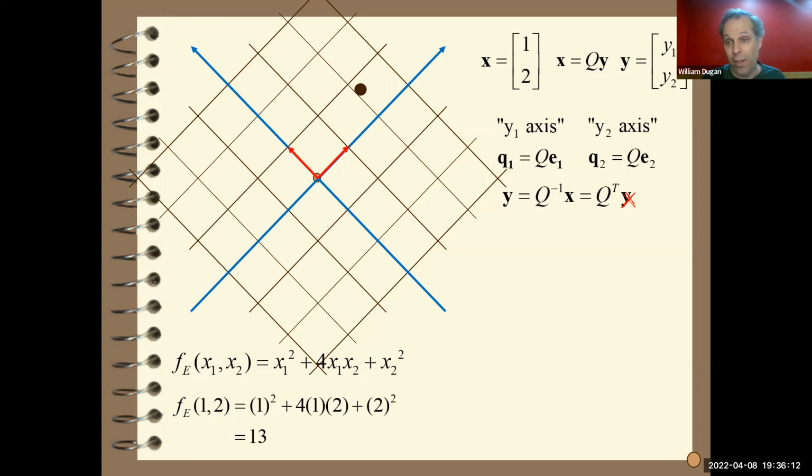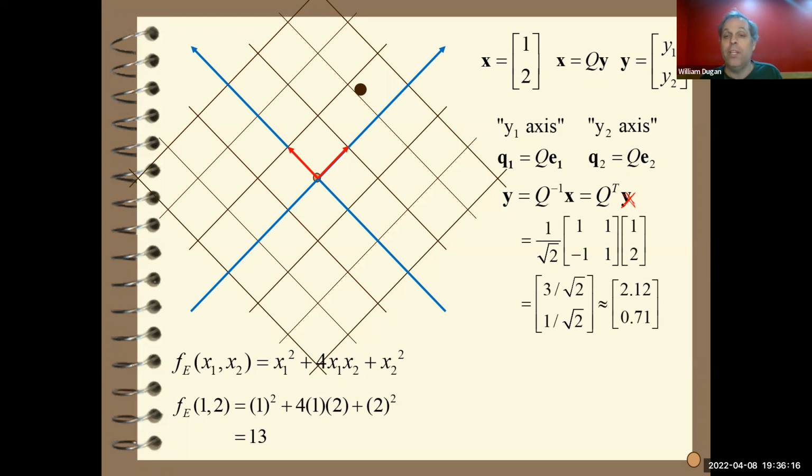And I knew what Q was, so I can take its transpose. So the vector Y has to be Q. That was 1 over the square root of 2. The transpose would then be 1, 1, negative 1, 1. And I multiply by 1, 2. If you multiply that out, you get the vector 3 over the square root of 2, which is a little bit more than 2. And 1 divided by the square root of 2, which is a little bit less than 1. Neat, right? So we now have a new name for the point in this Y system.